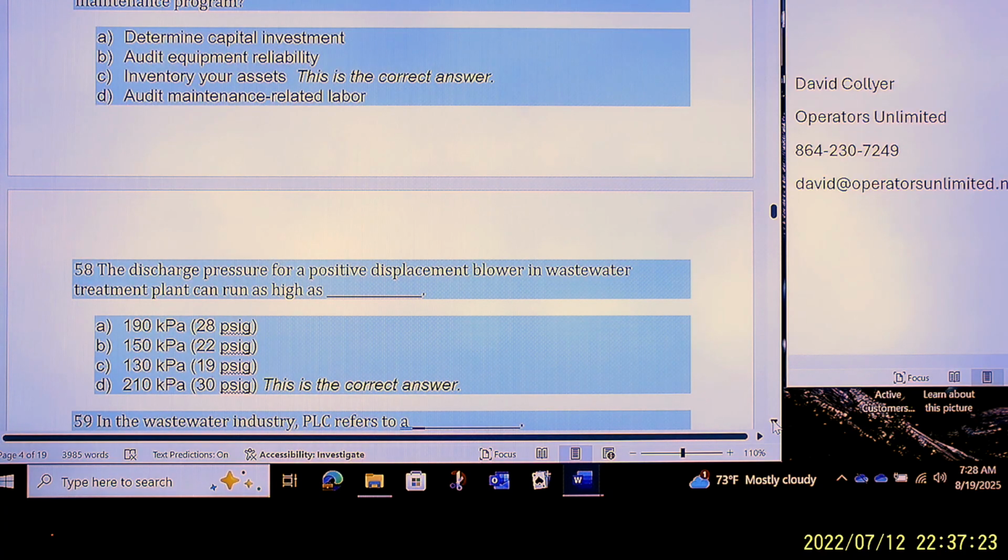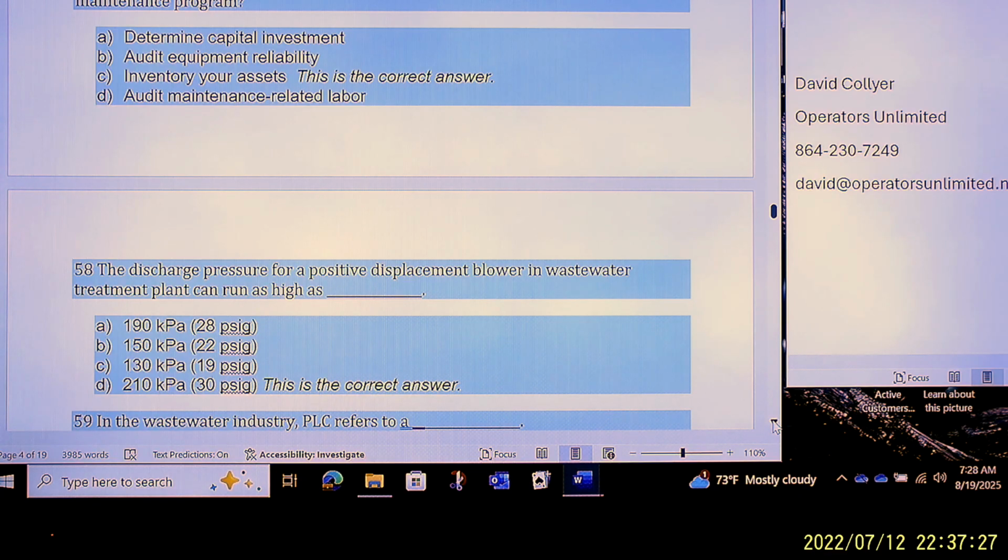Number 57. What is the first thing you need to do when you're putting together a maintenance program? A, determine capital investment. B, audit equipment reliability. C, inventory your assets. D, audit maintenance related labor. The answer to 57 is C, inventory your assets.